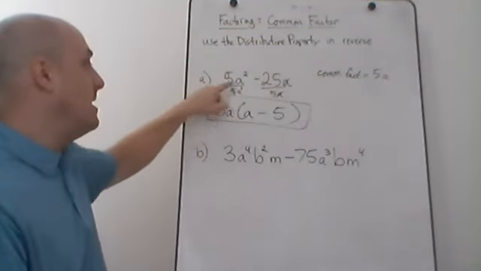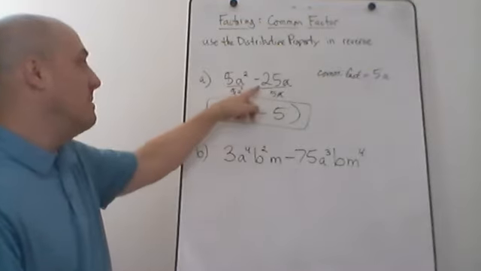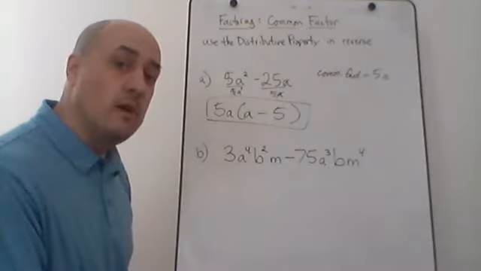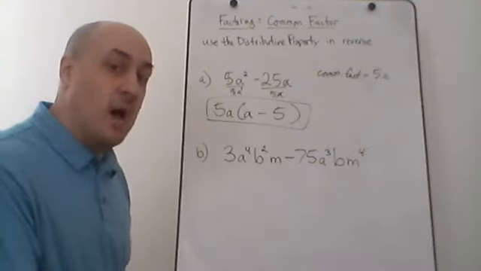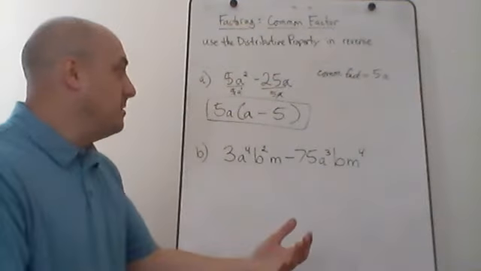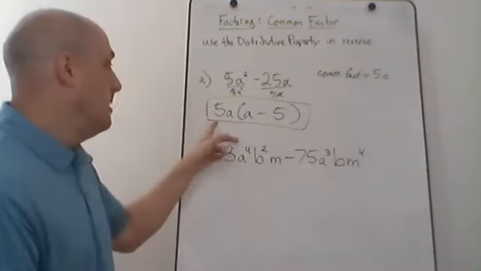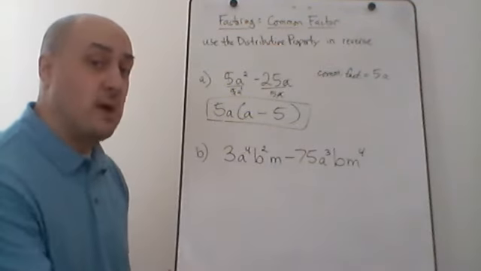And if I do 5a times the minus 5, that's going to give me the minus 25a. All right, so I double checked it. It works out. I factored out my common factor. Right, again, it's doing that distributive property backwards. And to check it, we just use the distributive property to double check.